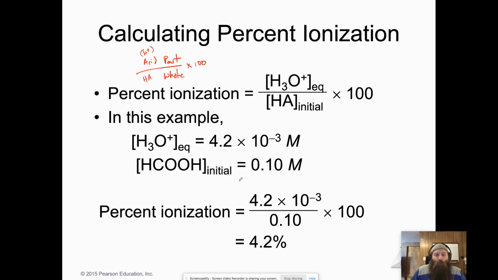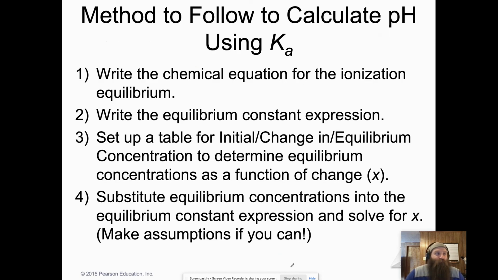So if we go back to our formic acid, we had 4.2 times 10 to the negative third, divided by 0.1, times 100. We have 4.2%. Well, this is a weak acid, right? We know that weak acids, or weak electrolytes, typically dissociate less than 5% in solution, and we certainly have a number that's less than 5% in solution.